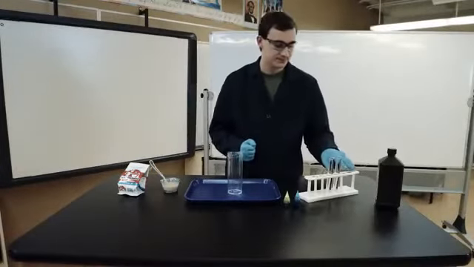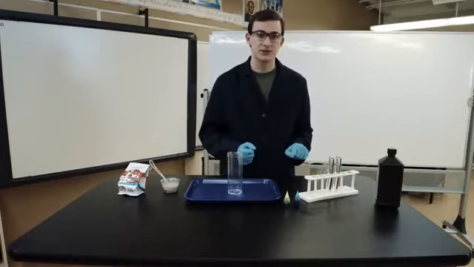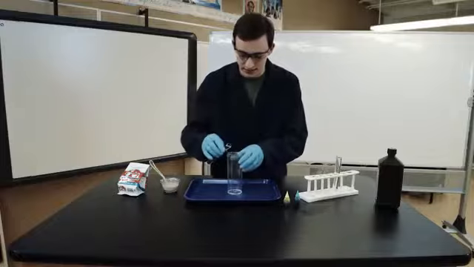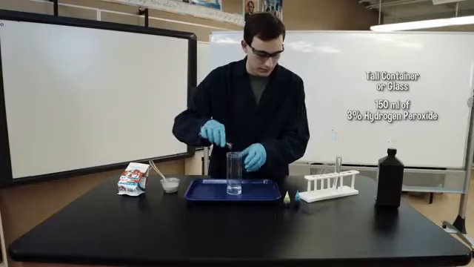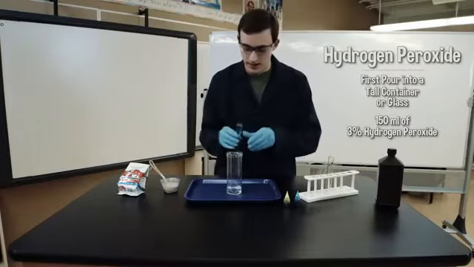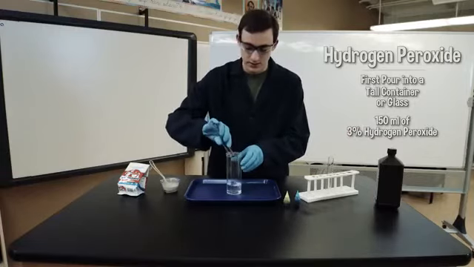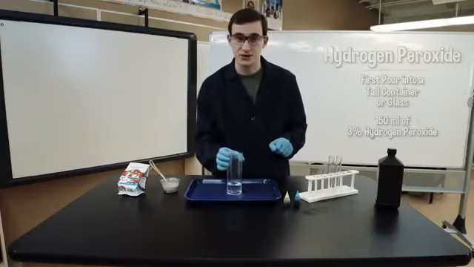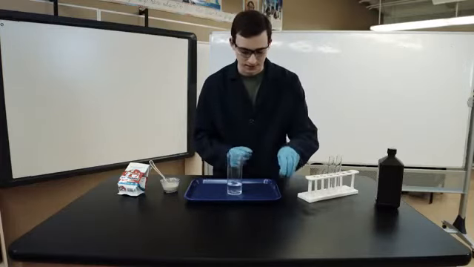And then here I have 150 milliliters of hydrogen peroxide. So I'm going to pour the hydrogen peroxide in here. And that was the same thing we used with the elephant's toothpaste, except this is less concentrated. It's 3% instead of 30%.